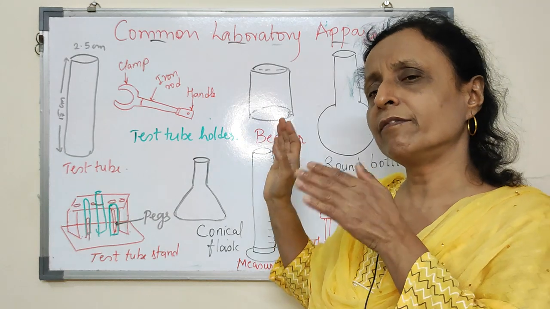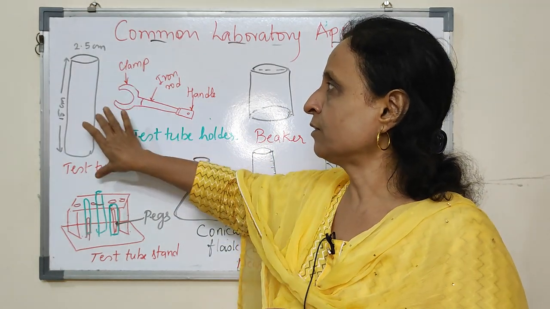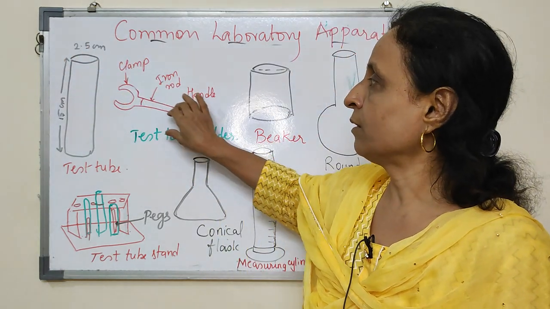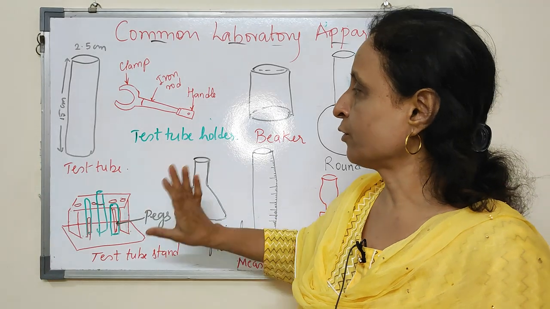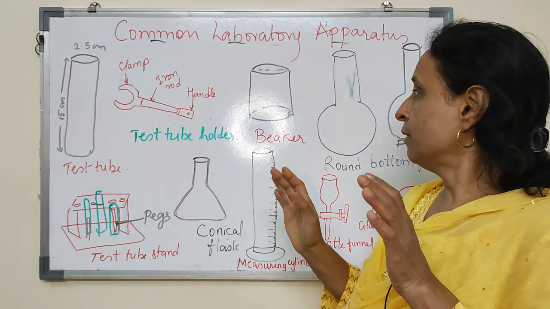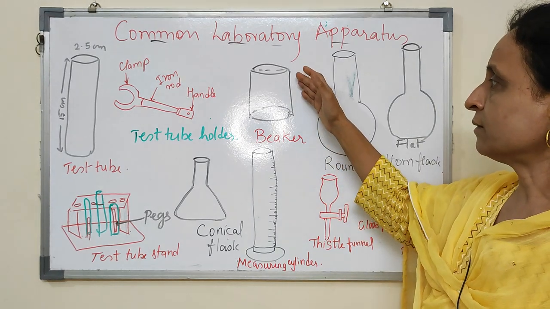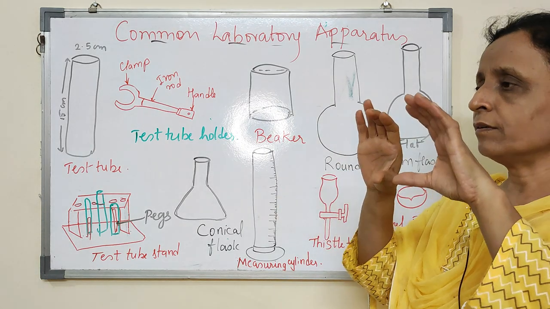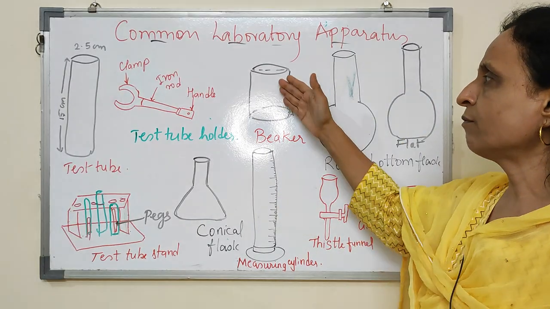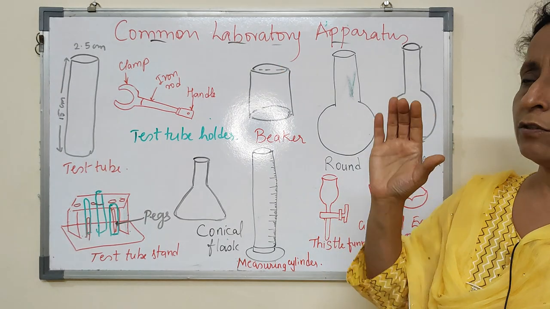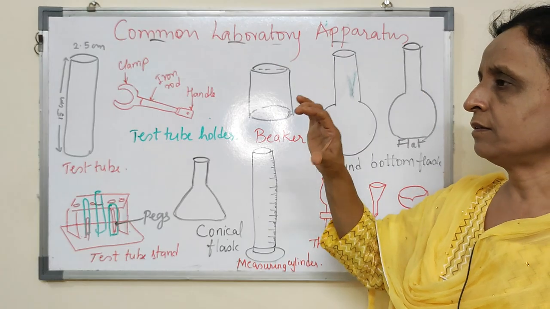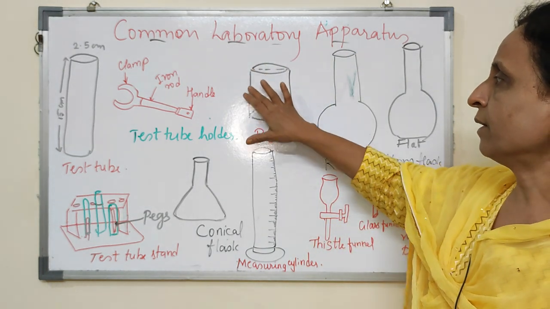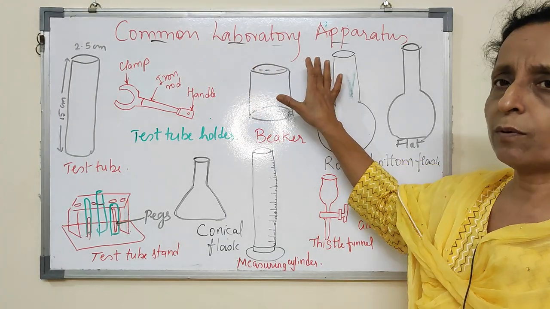Initial experiments will be done with test tubes. The test tube is 15 centimeter tall, 2.5 centimeter broad. This is the test tube holder and this is the test tube stand. Now, if you require to do another type of experiment, there are beakers. They are like small glasses, and the size of the beaker will vary. It might be 10 ml, 50, 100, 200. The size will vary, but in general the beaker will be like a small glass.